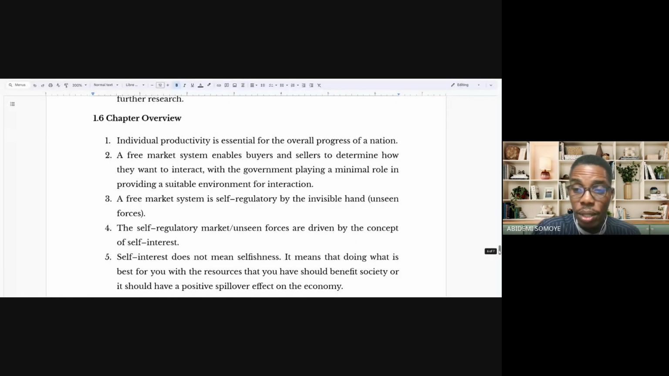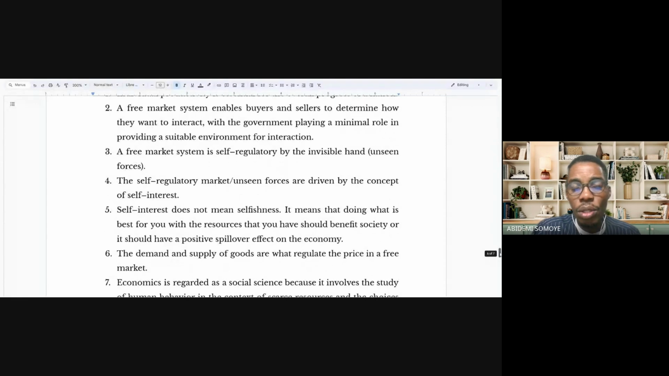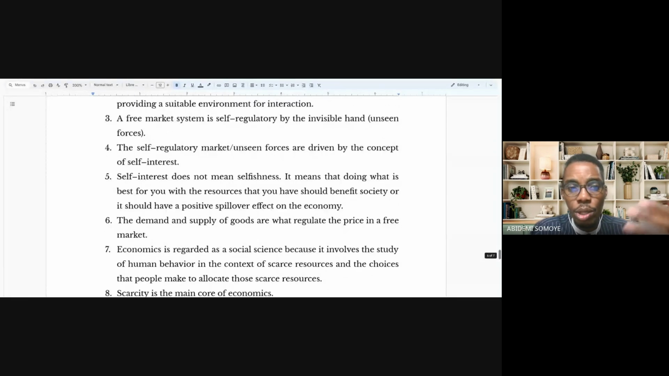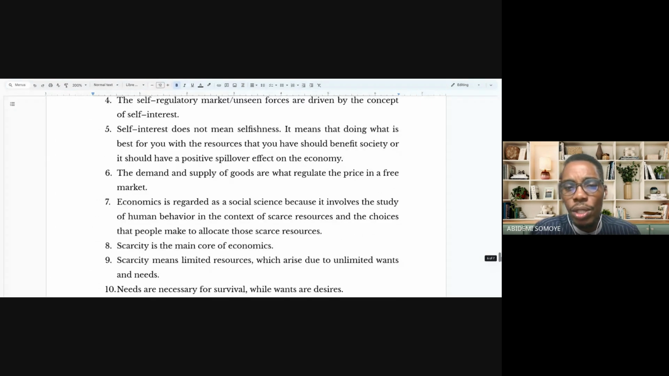That's under Adam Smith, even though I didn't go in depth for Adam Smith. The self-regulatory market, unseen forces, are driven by the concept of self-interest. I discussed that. Self-interest does not mean selfishness. It means doing what is best for you with the resources that you have, which should benefit society, or should have a positive spillover effect on the economy. The demand and supply of goods are what regulate the price in a free market.